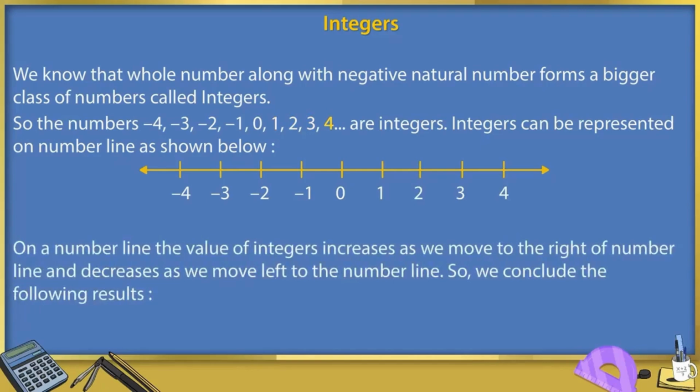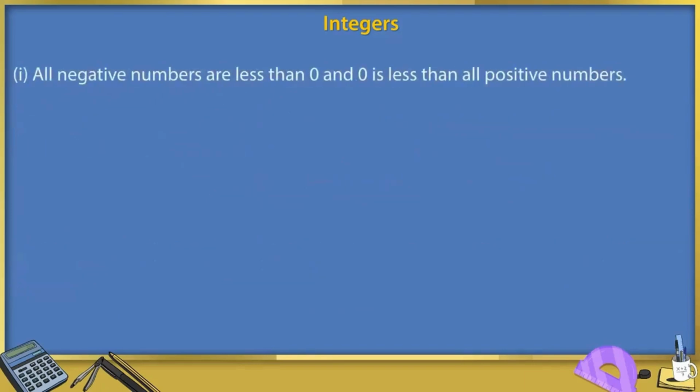On a number line, the value of integers increases as we move to the right of the number line and decreases as we move left. So, we conclude the following results. 1. All negative numbers are less than 0 and 0 is less than all positive numbers. 2. All negative numbers are less than positive numbers.